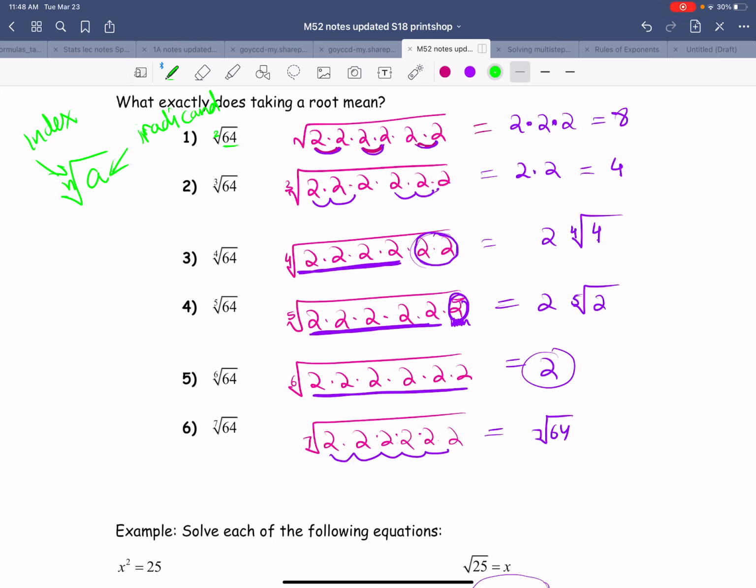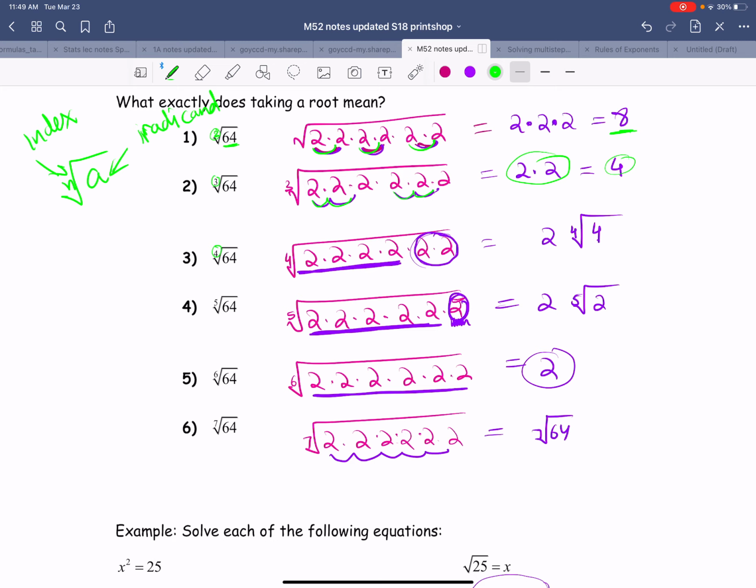So this means we're looking for what times what gives you 64. That would be 8. And to make our life easy, we can do the prime factorization of 64 and look for pairs of two 2's inside because the number in the pocket is 2. If the number in the pocket is 3, we want groups of 3 2's inside. So there are 2 groups of 3 2's inside, so 2 2's come out, and I get a 4.